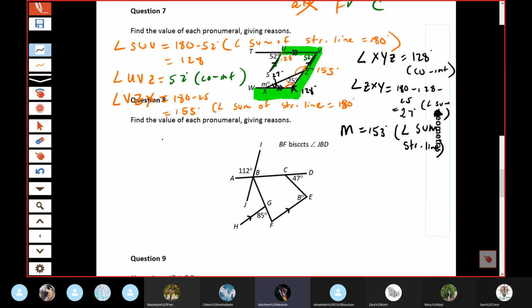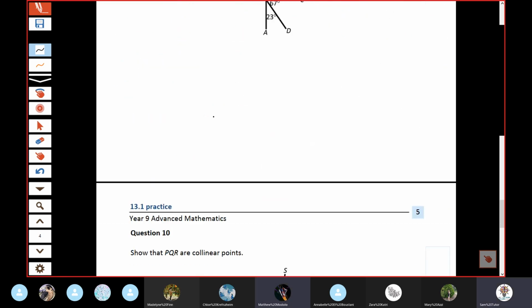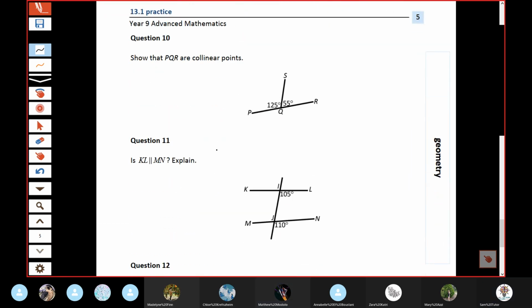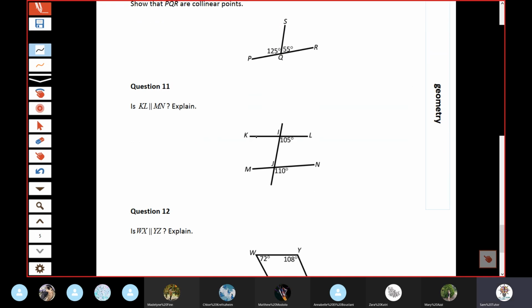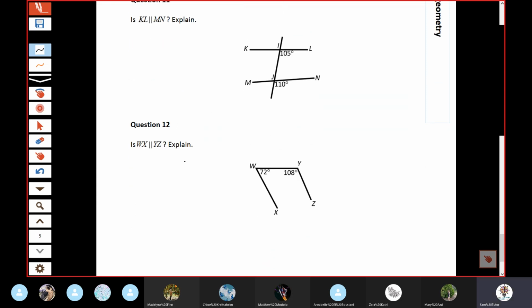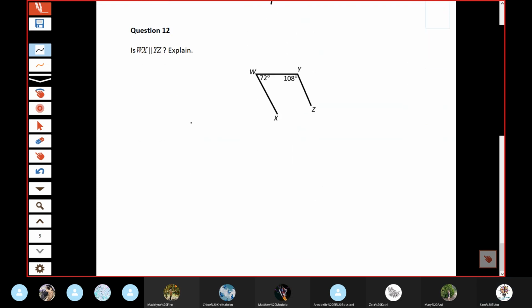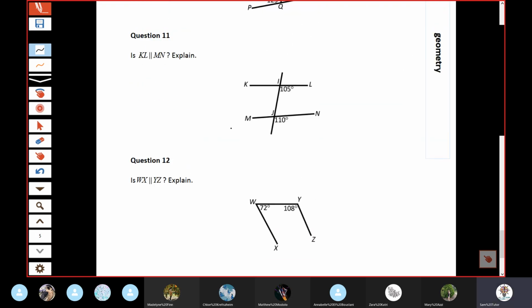I'm all good. Might just leave these last two or three. These are easy. I just want to see if there's anything else. Is KL parallel to MN? Explain. Is WX parallel to YZ? All right, I guess we'll look at these last two just to make them a little bit simpler. Is KL parallel to MN? So are these two parallel? Yes or no?